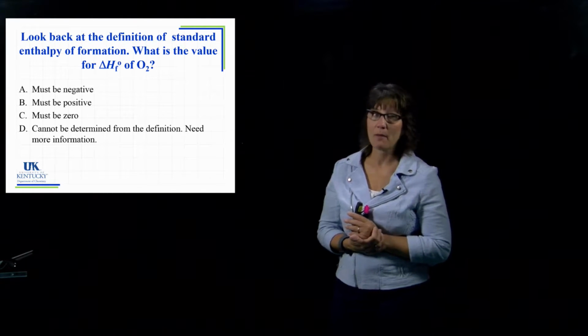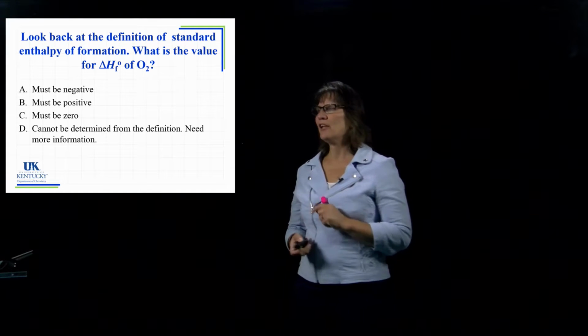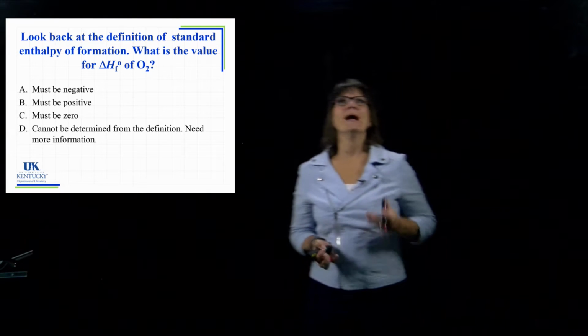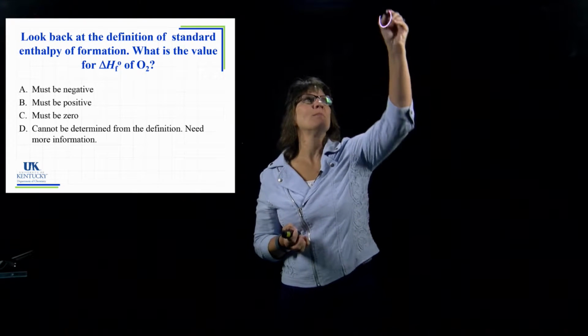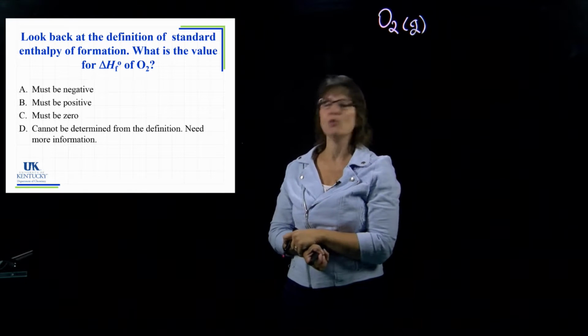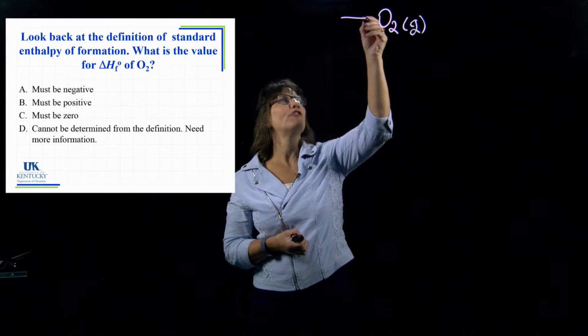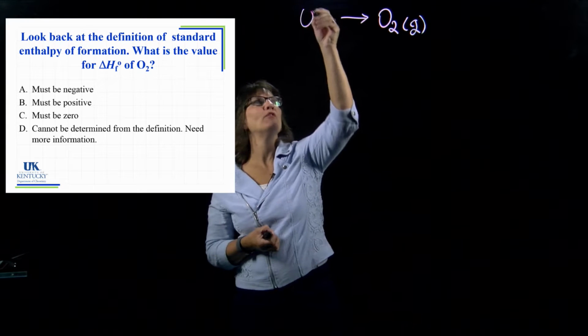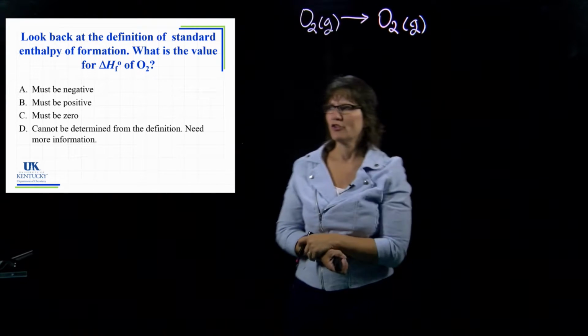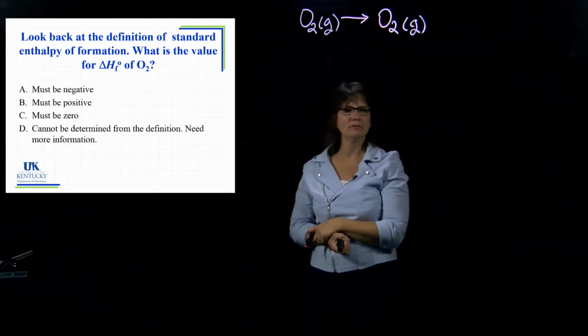Did you think about it and come up with an answer? Well, the answer is C, and we need to think about why that would be. By definition, heat of formation is making the thing it gives you the heat of formation for, which we're trying to do for O2, and you're making it from the element in its most stable form. And what's the most stable form of oxygen? O2 gas. So when I write that, did anything happen?